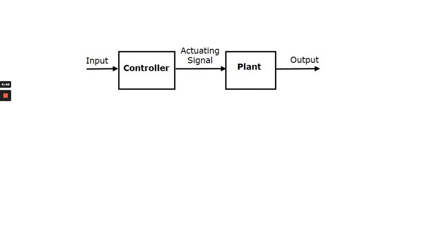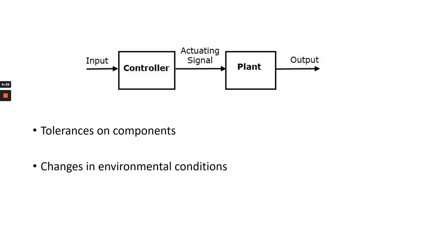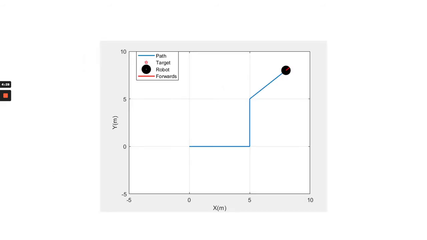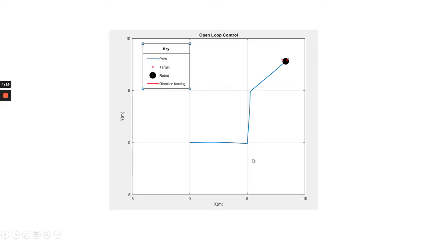We will first use open loop control to control the mono robot in our MATLAB simulation. Open loop control is not ideal in the real world as there is uncertainty caused by tolerances on components, changes in environmental conditions, and wear and tear over time on the system. As we can see, when we use open loop control with no uncertainty, the robot is able to perfectly trace the path intended. But if we include some uncertainty into the system, the robot is unable to reach the target and veers off the optimal path.